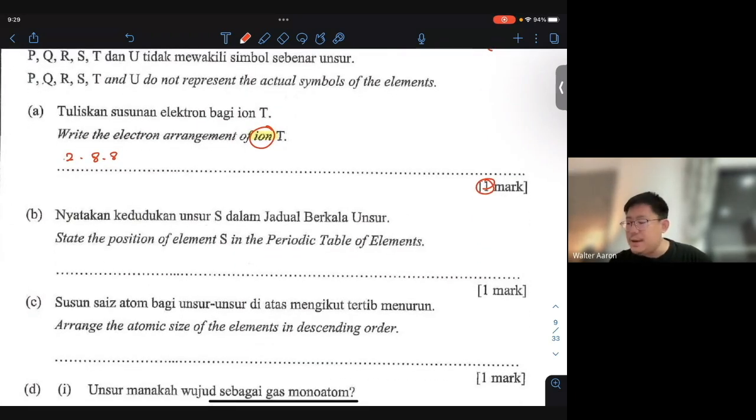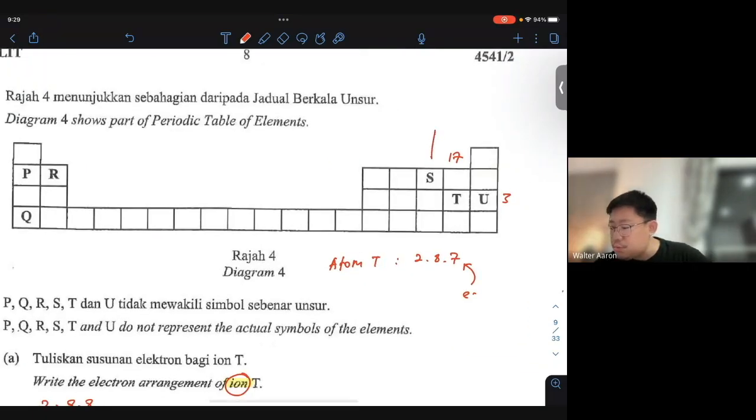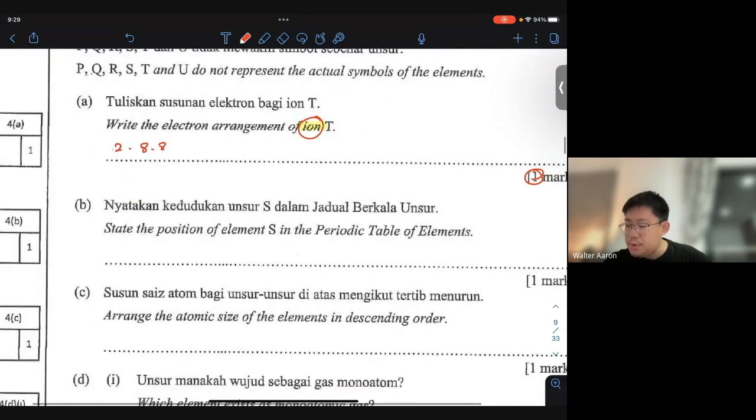State the position of element S in the periodic table. So S here will be group 16, period 2. So put here group 16, period 2.